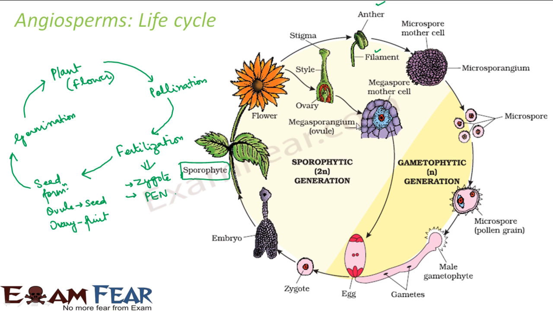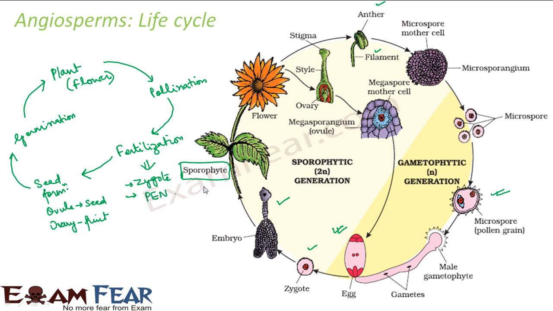Similarly, from the female reproductive organ, megasporangium will form the megaspore mother cell, and this will form the egg. So this is the female gamete and this is the male gamete. Now this male gamete will be carried to the female gamete by the process of pollination, and then fusion will take place. As a result, a zygote will be formed. This zygote will grow to become the embryo, and the embryo will grow further to become the plant. So this is the life cycle of an angiosperm.